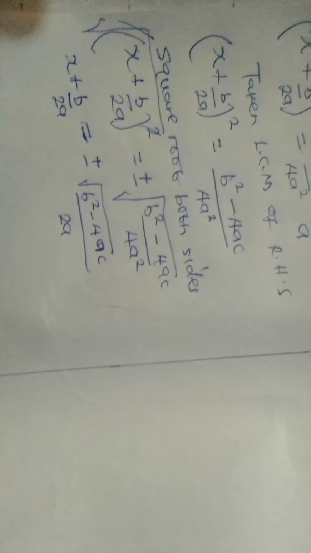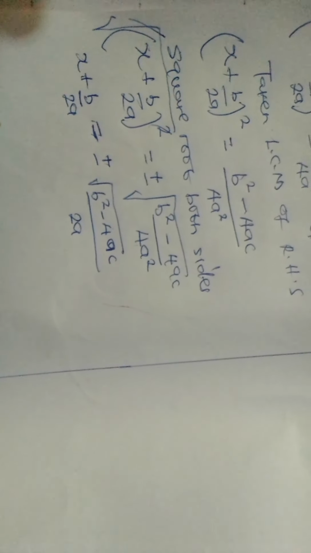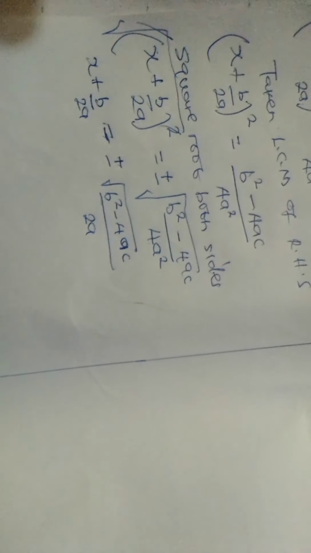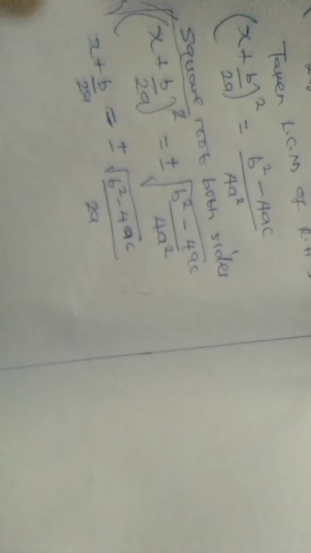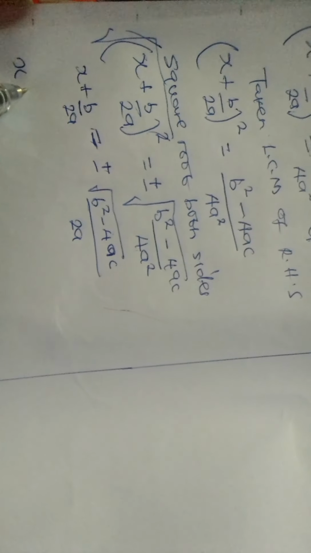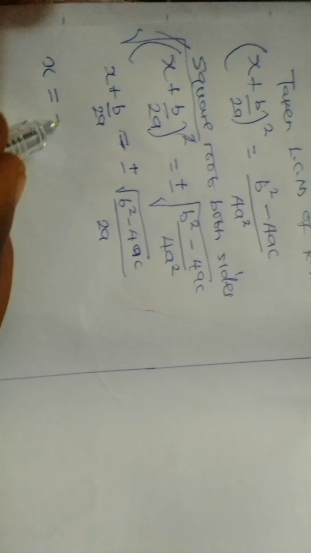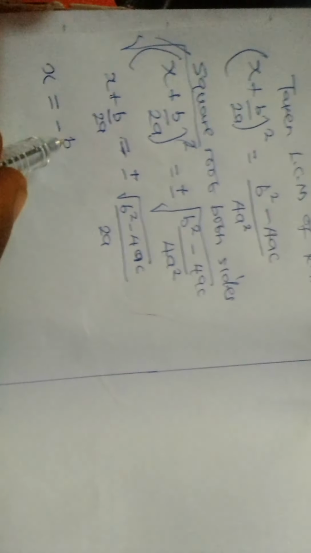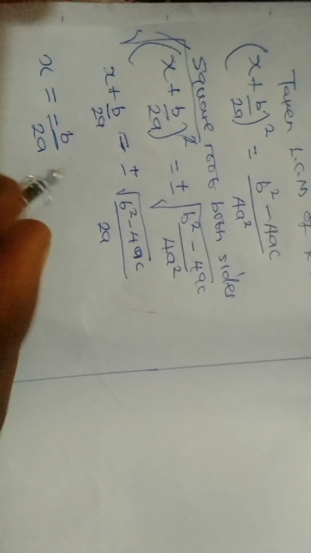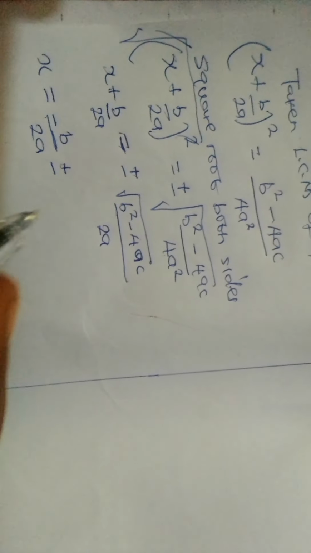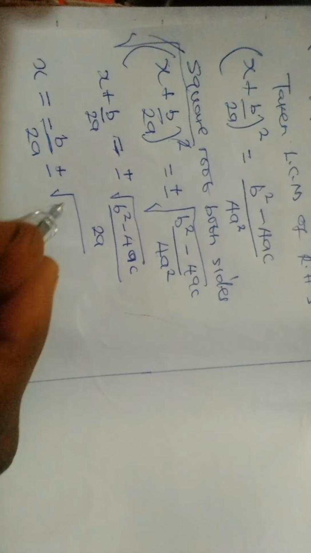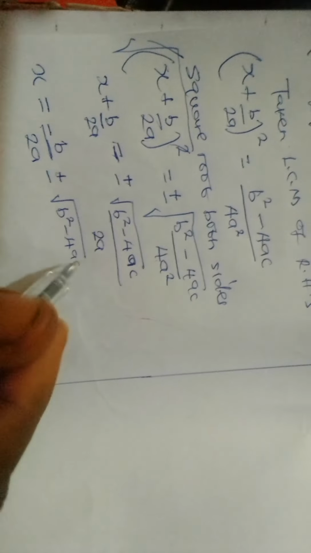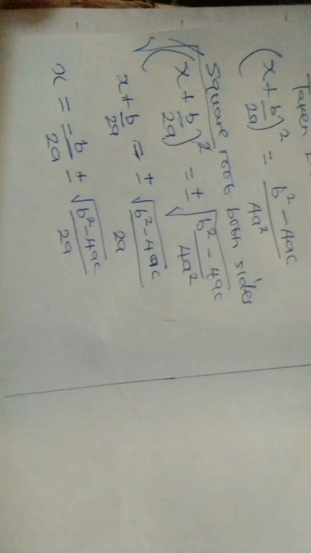Okay, so at this point we're going to make x the subject of the formula, by transposing all non-x terms to the other side, so x is standing alone. Now this is moving to the other side, so it will turn to x equal to what? Minus is positive, crossing over it turns minus b over 2a plus or minus square root of b square minus 4ac over 2a.